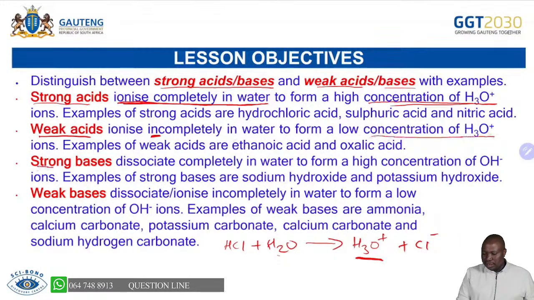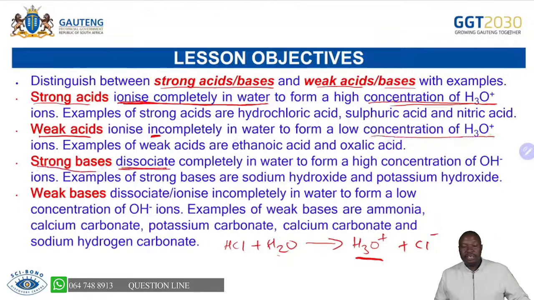And when it comes to bases, we talk about dissociation. Because the bases have already ionized, they dissociate. A base dissociates completely in water to form a high concentration of hydroxide ion. Remember, this is not a hydroxyl ion, as you had in organic chemistry when you were doing the hydroxyl group, the functional group of alcohol. We are saying OH minus is hydroxide ion. So don't make the mistake of saying hydroxyl ion.